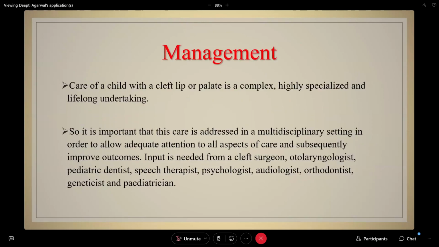Management of this cleft lip and palate. Care of a child with cleft lip or palate is a complex, highly specialized and lifelong undertaking. So it is important that this care is addressed in a multidisciplinary setting in order to allow adequate attention to all aspects of care and subsequently improve outcomes. Input is needed from a cleft surgeon, an ENT surgeon, pediatric dentist, speech therapist, audiologist, orthodontist, psychologist, geneticist, and a pediatrician also should be involved in this team.